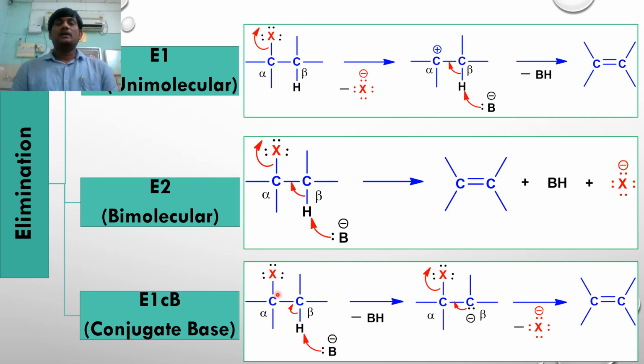If you observe the mechanisms of E1, E2 and E1CB, in E1, first there is a cleavage of the bond between carbon and halogen. In E2, there is a cleavage of the bond between carbon and halogen and between carbon and hydrogen simultaneously. In E1CB, first there is a cleavage of the bond between carbon and hydrogen.